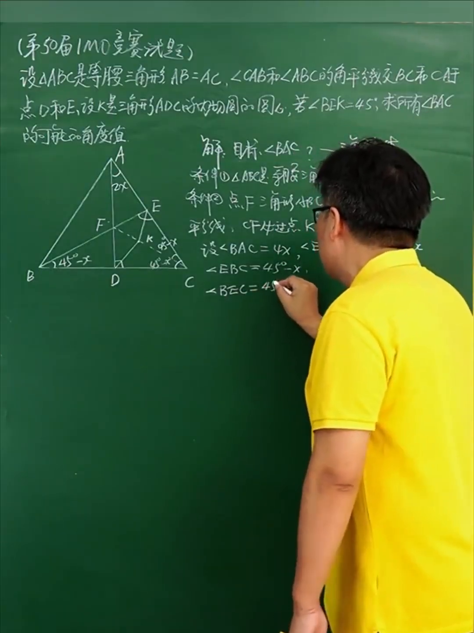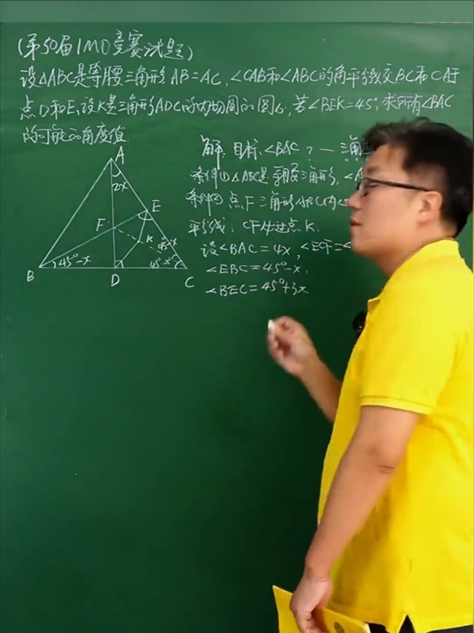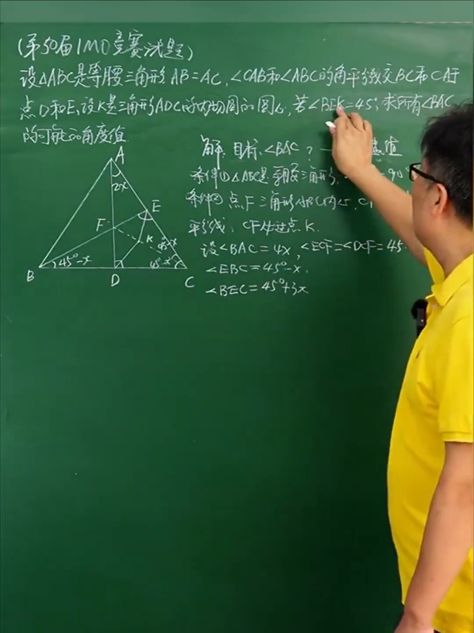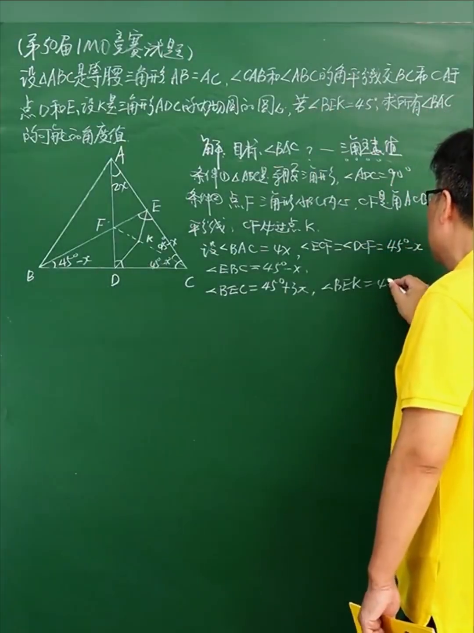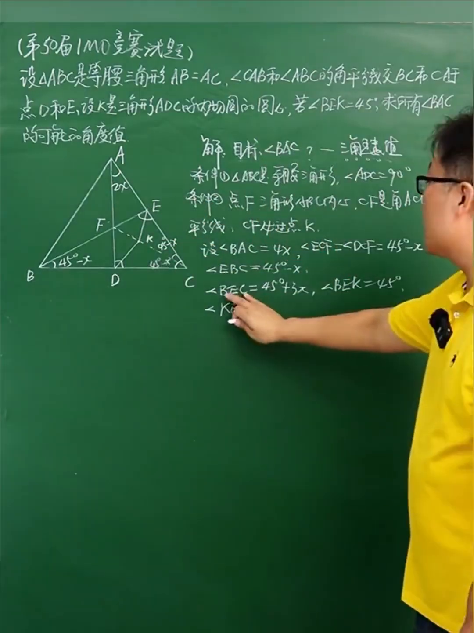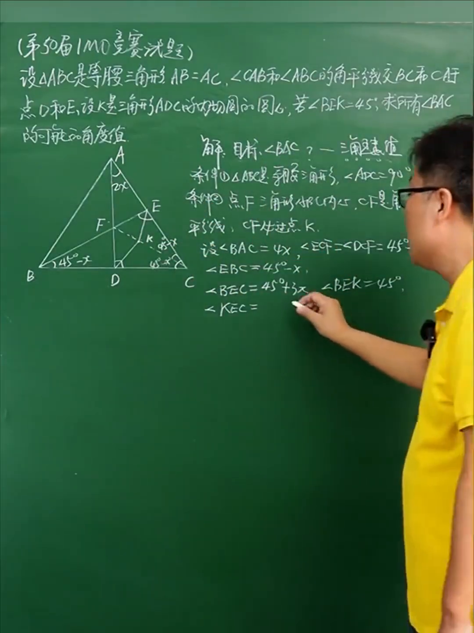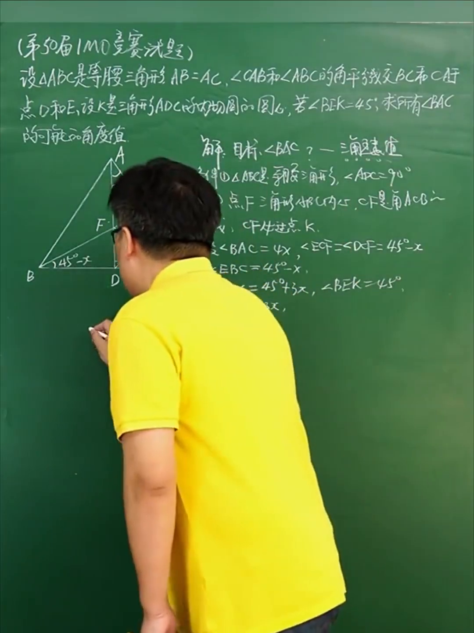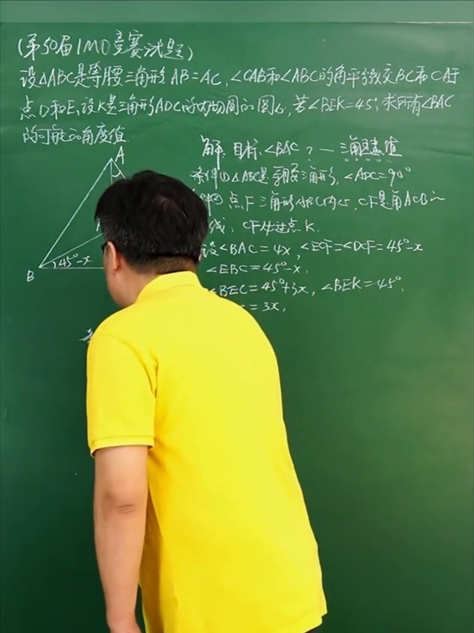Now that we've expressed BAK in terms of x, let's use the information the problem gives us. The problem states that BAC is a 45-degree angle. Given that, what is the measure of angle KAC? KAC is simply this angle, BAK, minus 45 degrees, which means it equals 3x. This is derived directly from condition 2. Using this condition, let's see what other angles we can deduce.